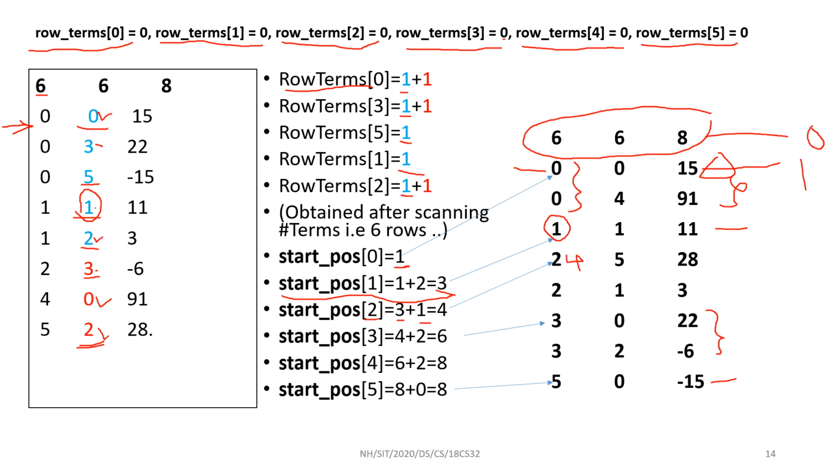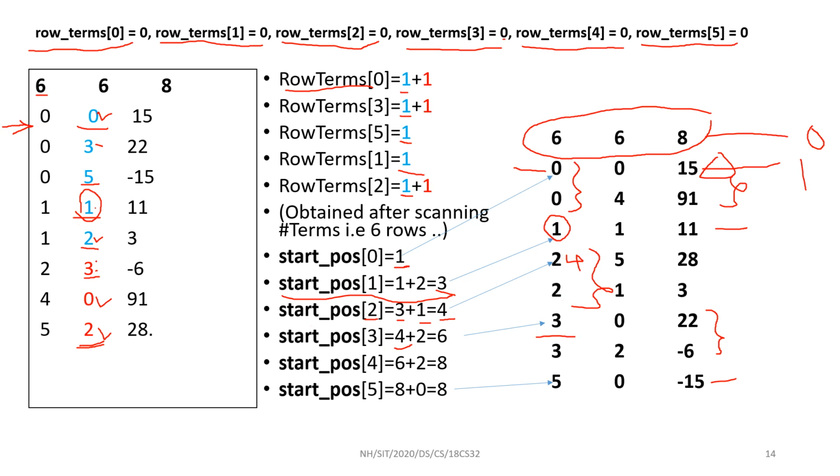1 here, 1 here, 2. That means you have to skip these 2 for the next index. The next index can be stored after skipping 2. Okay. How to get that in the formula? Starting position for 3 is starting position of 2 plus row terms of 2. Starting position of 2 is 4 plus row count of 2, that is 2. 4 plus 2 is 6. After skipping 4, 5, the 6 is the starting place for 3.